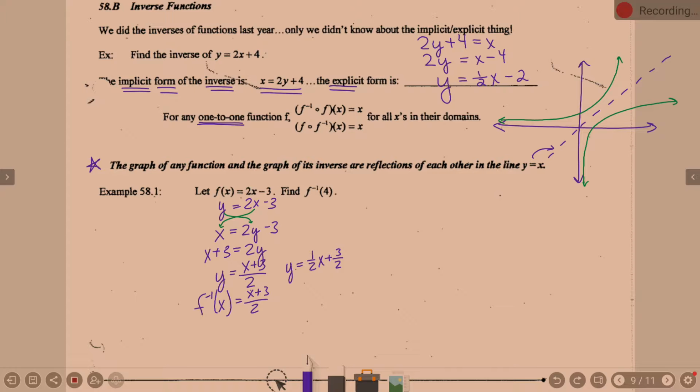So if I want to find f inverse of 4, now I'm going to plug in 4. 4 plus 3 divided by 2 is going to be 7/2.